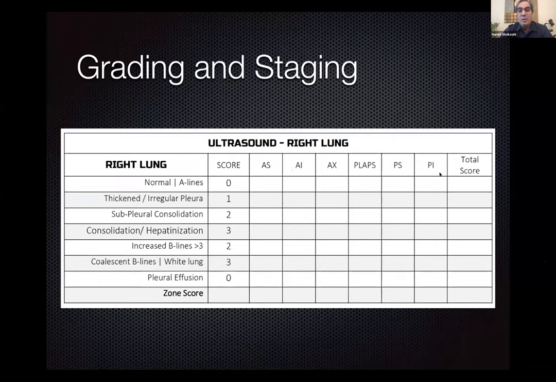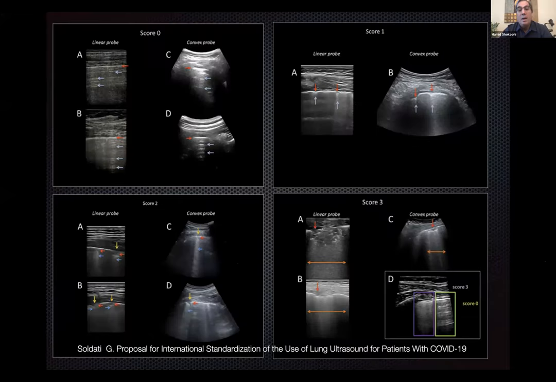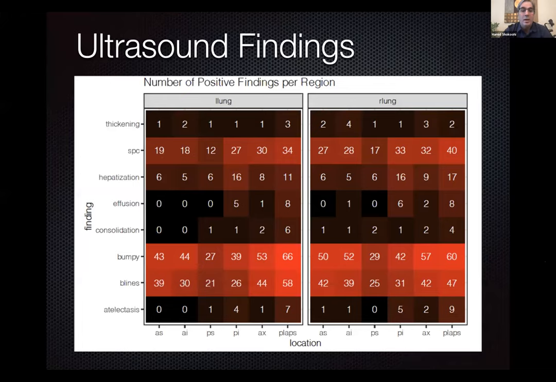And these findings show distribution in all different zones. We try to use one of these and score them. Probably if you are seeing this consolidation, compared to the thickened pleura, this is score 3. The other one is score 1. And this comes from a consensus expert opinion, not a study. You can see here, score 0 is all air, score 1 is the thickened pleura, score 2 is the subpleural consolidation, and score 3 is this bulge of consolidation. Based on that, this is all the result that you can see.